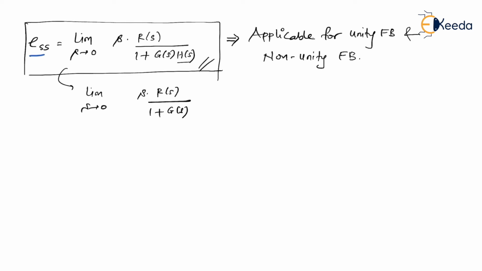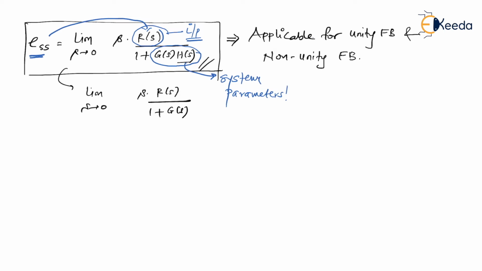If you see carefully, this ESS depends on two important factors. First, R of s. What is R of s? R of s is nothing but the input. Am I right? And also it depends on G of s, H of s. And let me tell you, this G of s, H of s is popularly known as the open loop transfer function, or sometimes it is called a loop gain. Or I would say ESS depends on the input as well as system parameters.